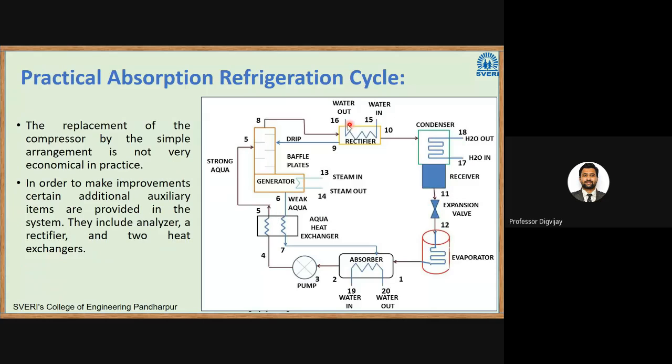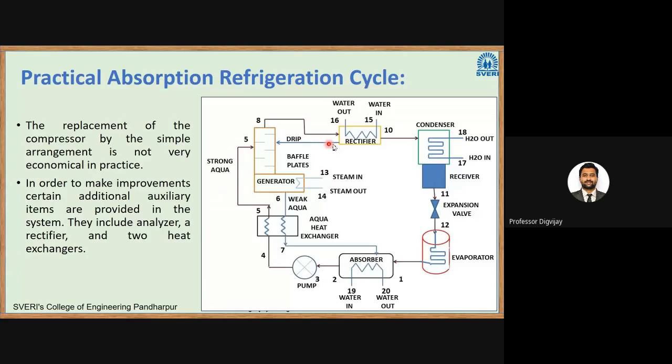You can see here in this diagram, the rectifier is nothing but a heat exchanger in which we have water tubes. Water comes in and water goes out. So the water will take the heat from the ammonia vapors. If the vapor contains any water particles, those will be condensed, and that condensed water will be sent to the analyzer. You can see there is a drip line connecting the rectifier and analyzer.